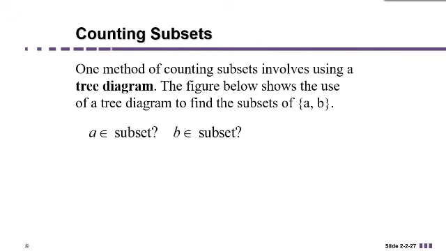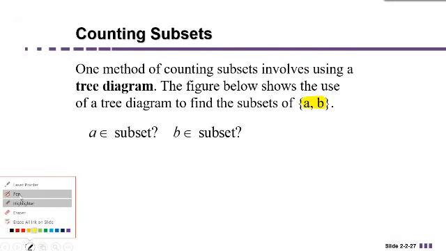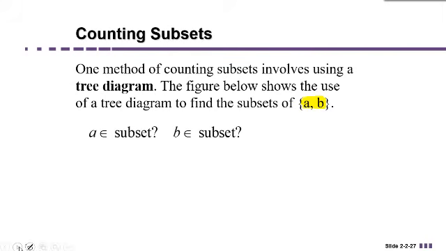So the set that we're going to analyze first is the set containing exactly two elements, A and B. And the method that we're going to use for determining the subsets of the set AB is we're going to make what's called a tree diagram. So to make a tree diagram, you want to have a column that asks the question, is A an element of the subset? And a column that asks the question, is B an element of the subset? The answer to each of these questions is either yes or no.